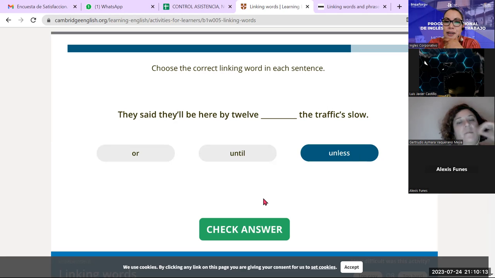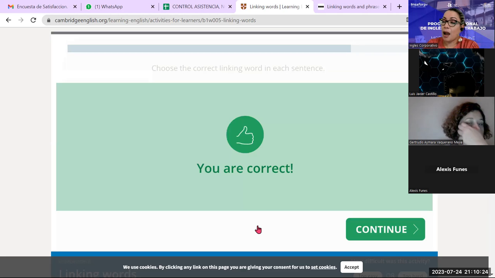Unless... seems like yes, they say they'll be here by 12 unless the traffic is slow. A menos que el tráfico esté lento.